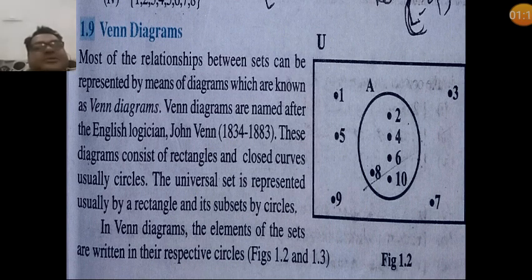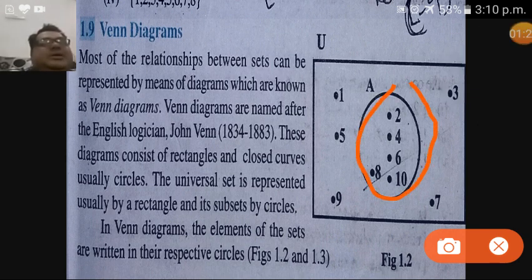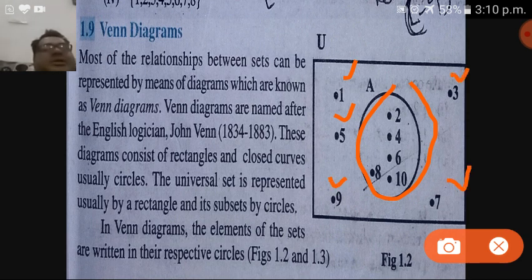In a Venn diagram, the elements of the sets are written in their respective circle, as you can see in the figure that the set A consists of the elements 2, 4, 6 and 10, whereas the elements written outside of the circle are 1, 5, 9, 3 and 7. These elements are part of the universal set, but they are not part of the set. Okay.